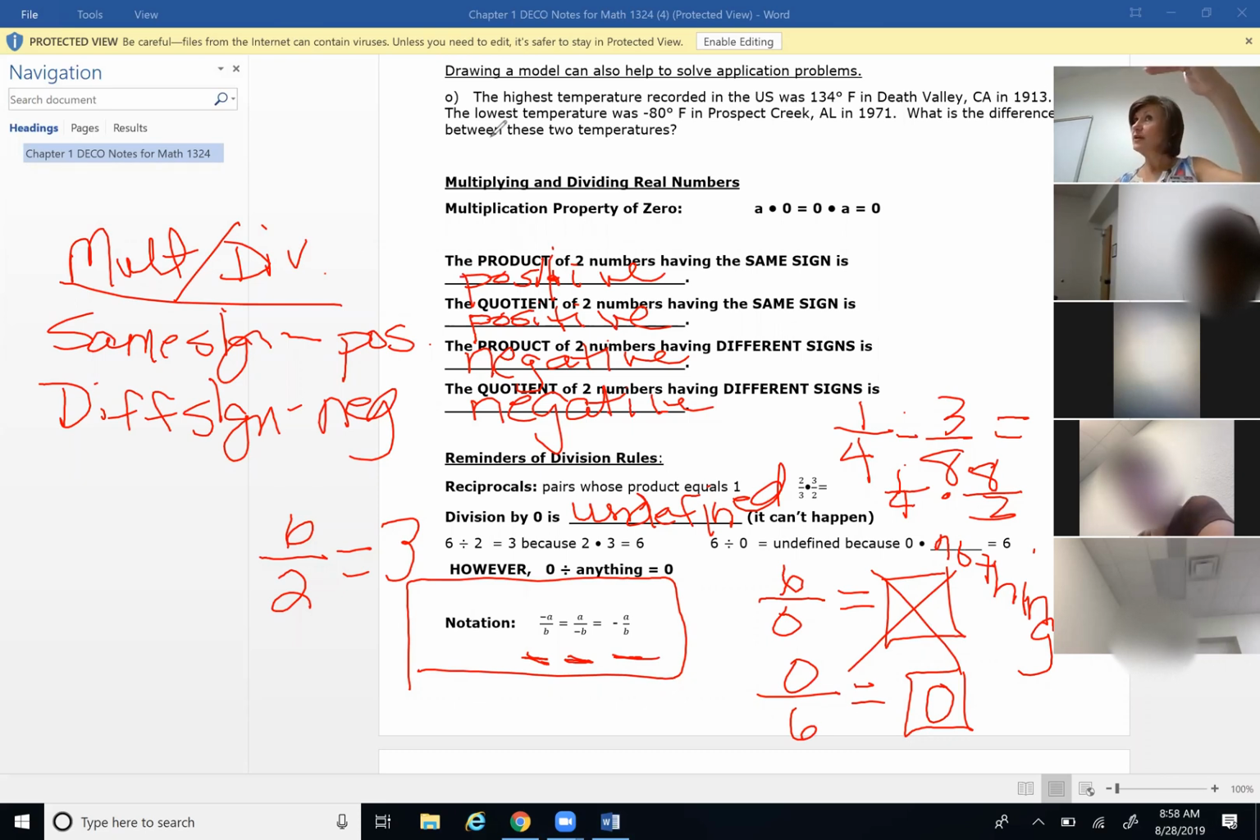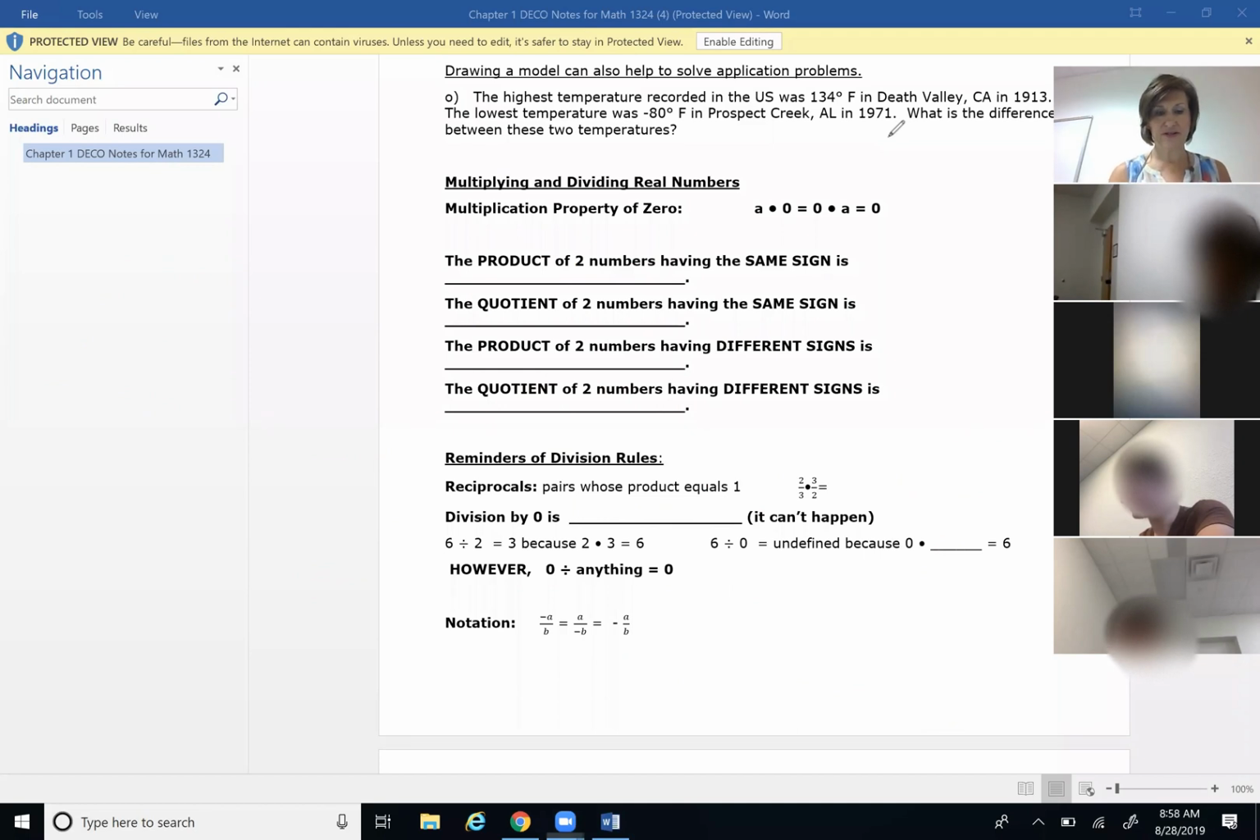Because what happens if I put a negative on top and a negative on bottom? Because we said a negative divided by a negative gives you a positive because those signs were the same. Okay, so far so good? Thumbs up? All right, good job. All right, so let me clear this. Let's go to the next page.